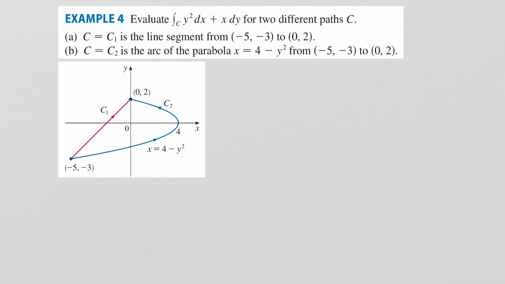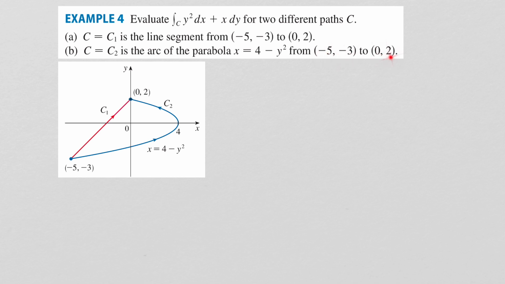So in this next example, I would like to find the integral along the curve C of the function y squared with respect to x and the function x with respect to y. And I want to do this on two different paths. So I want to do it for the first curve, C1, which is simply the line segment from -5, -3 to 0, 2. So that's this one. And then I want to do it along this other curve, C2, which is defined to be x equals 4 minus y squared from the same 2 points, right?